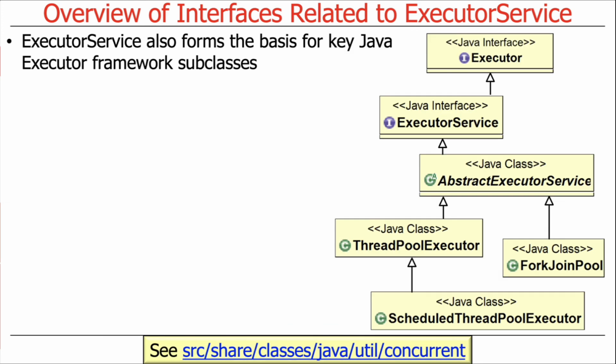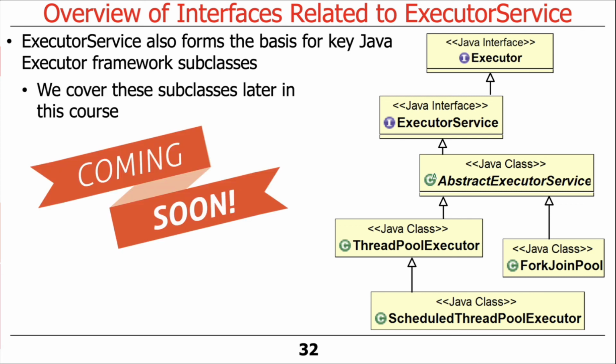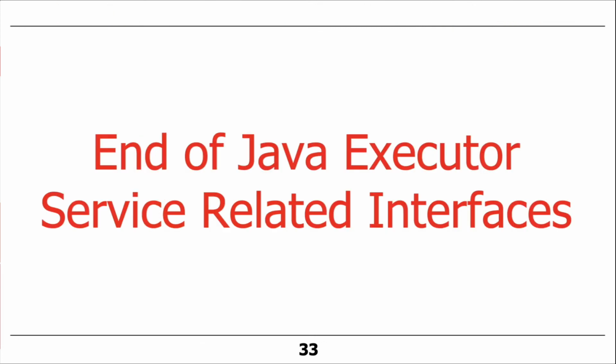The ExecutorService also forms the basis for key Java executor framework subclasses. And we'll talk about these things later. So you'll see how there's other things like AbstractExecutorService and ThreadPoolExecutor and ForkJoinPool and ScheduledThreadPoolExecutor, which will be topics in future lessons. So that's the end of our discussion of related interfaces that are all part of the ExecutorService interface portion of the Java executor framework.